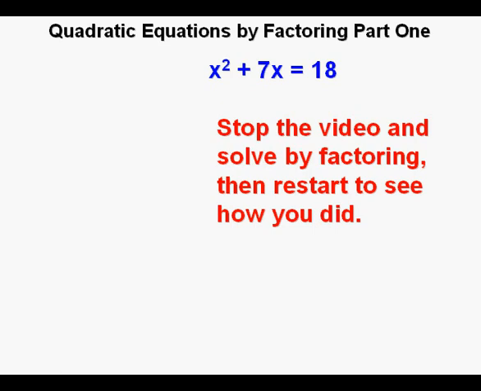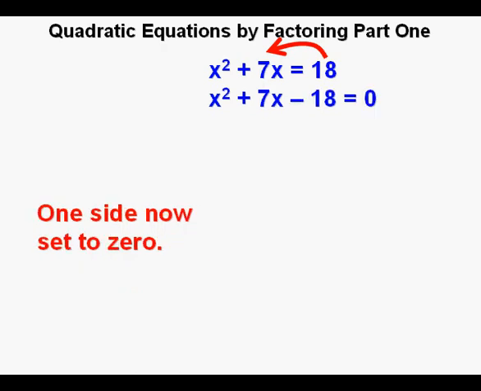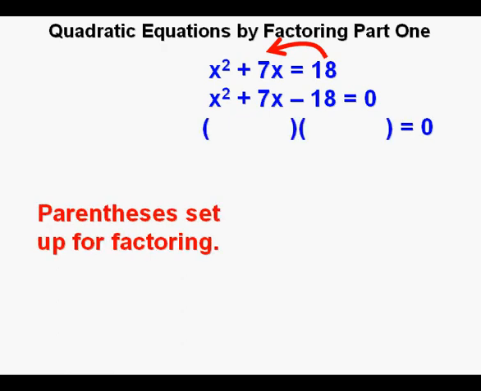As we have done in the other examples, we solve one side of the equation for 0. We'll do this by moving the 18 on the right side over to the left side of the equation. We get x squared plus 7x minus 18 equals 0. Now instead of a box, we'll set up parentheses to factor this quadratic trinomial, which is less work than setting up a box to factor.